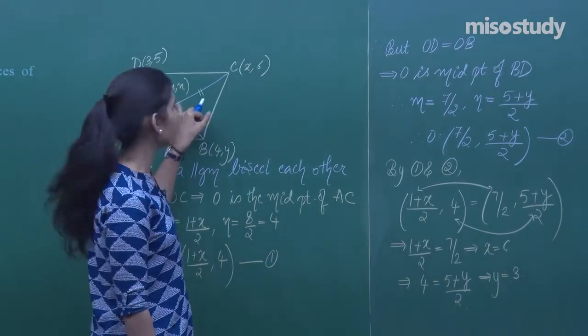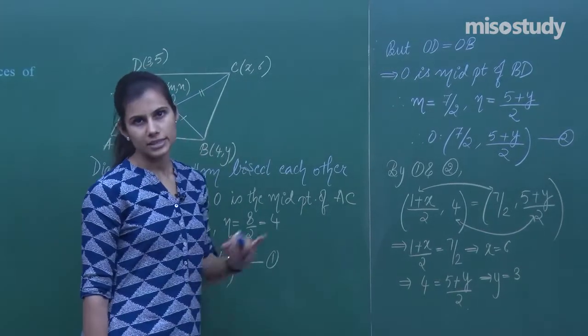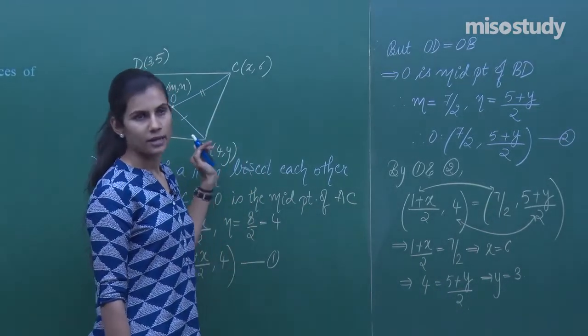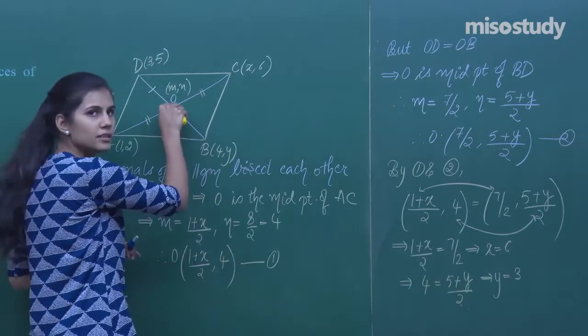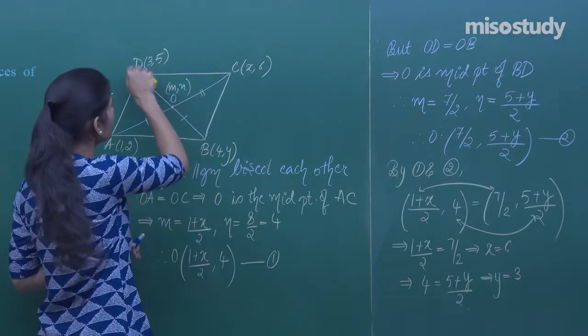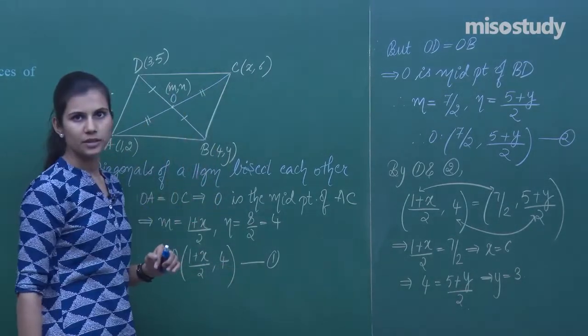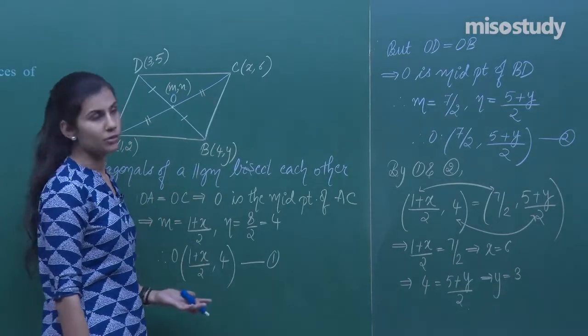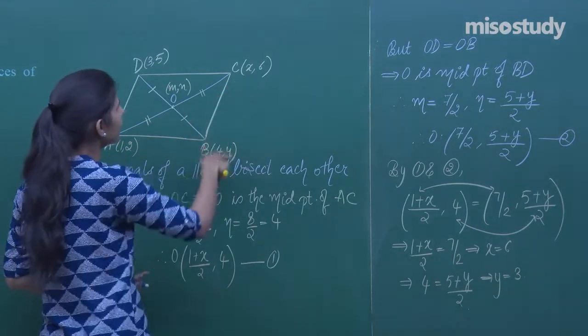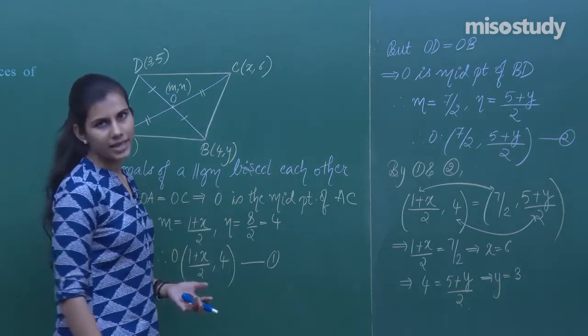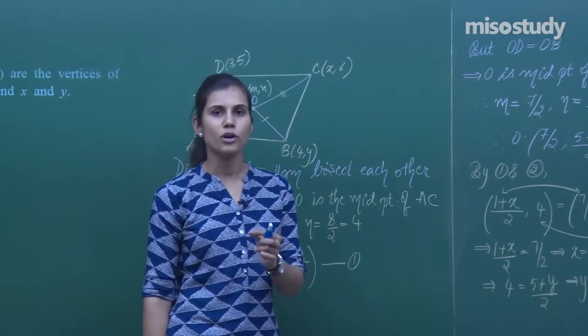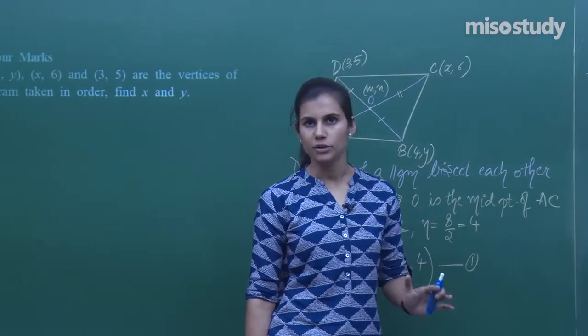So this question can also be extended as: find the coordinates of the point of intersection of the diagonals of this parallelogram. So that also would have been computed. After computing the values of x and y, you can also compute the values of m and n, and hence the coordinates of point O, which is the point of intersection of the two diagonals of this parallelogram.